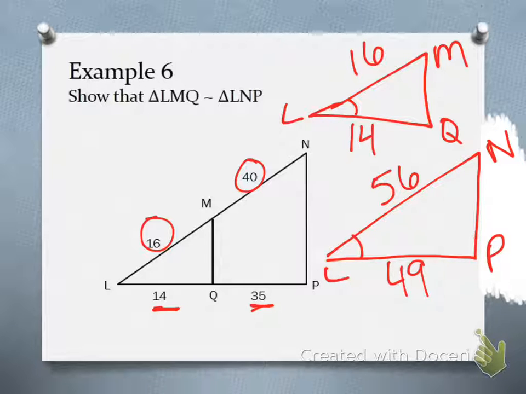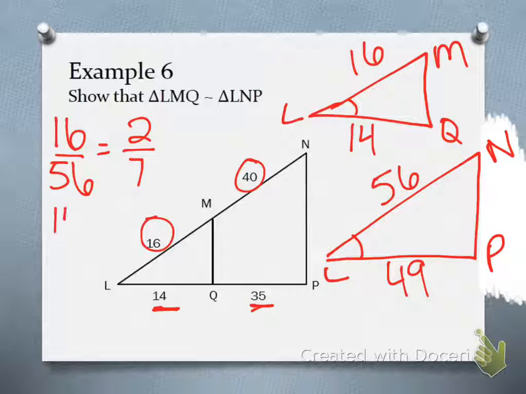So we would compare LM, or 16, to which side from the other one? 56. Okay, I think that can reduce. What would that reduce to? 2 over 7. Okay, both divisible by 8. And then we would also compare 14 to 49, and that reduces to also 2 over 7. So we have a pair of congruent angles, and we have two pairs of proportional sides.